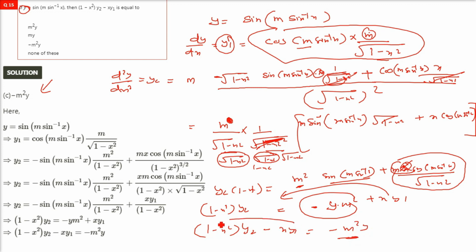So this whole term, this question is asking what is on the right. It's going to be minus m square y. So your answer is this one, minus m square y. As I told you, I took a different approach. You can take a different approach, it's up to you, whichever you want. I hope you got the idea. So this is how we complete this.